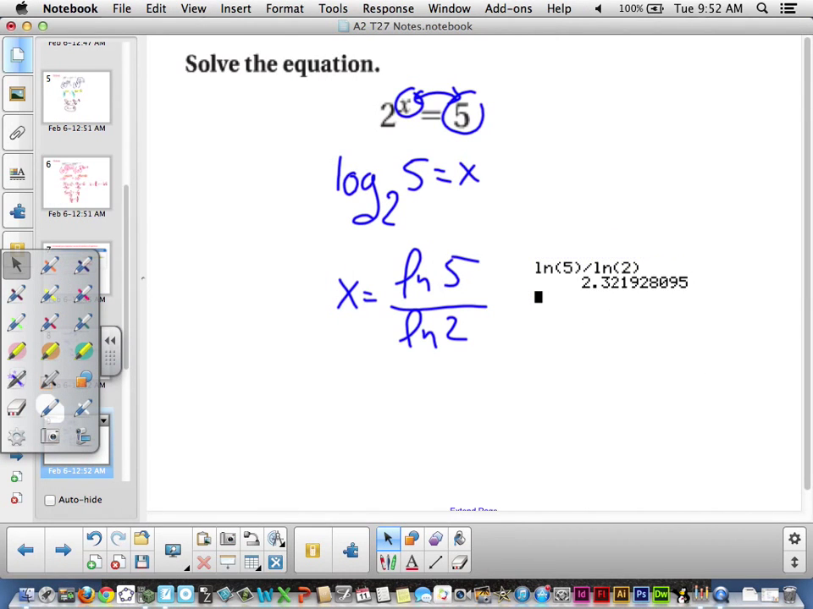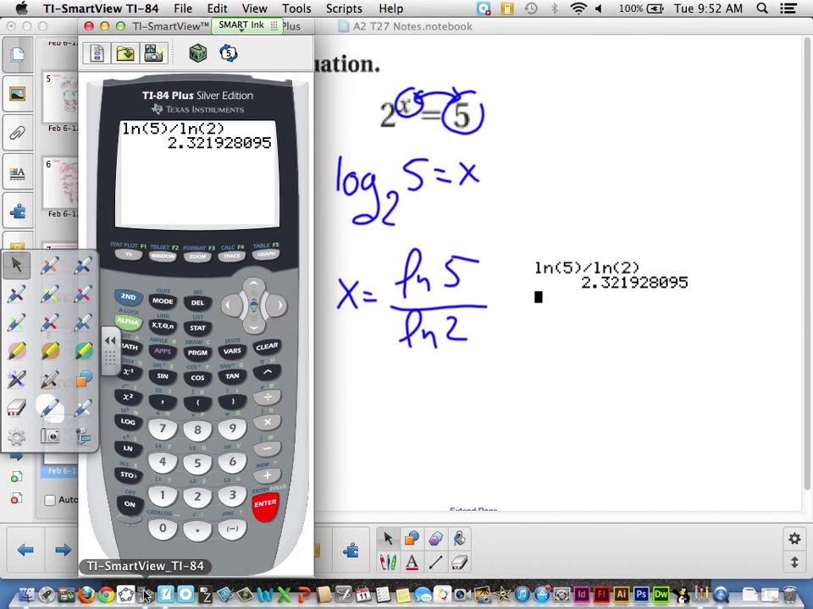And of course, we should check. We didn't check the last one. 2 to the 2.3219. It doesn't equal exactly 5 because we rounded, but you can see it's pretty close.